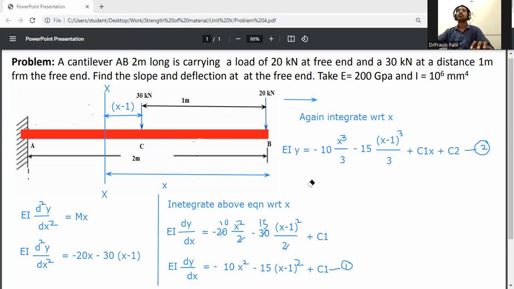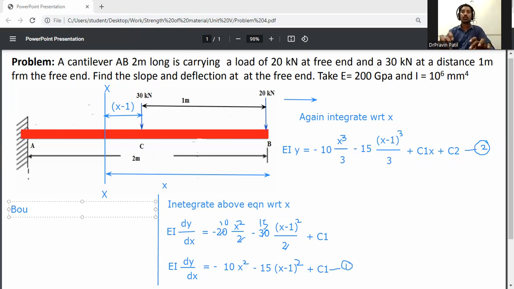So now apply the boundary conditions. I will write down here. Apply the first boundary condition: when x is equal to 2 meter, dy/dx is equal to 0. Put in equation 1.